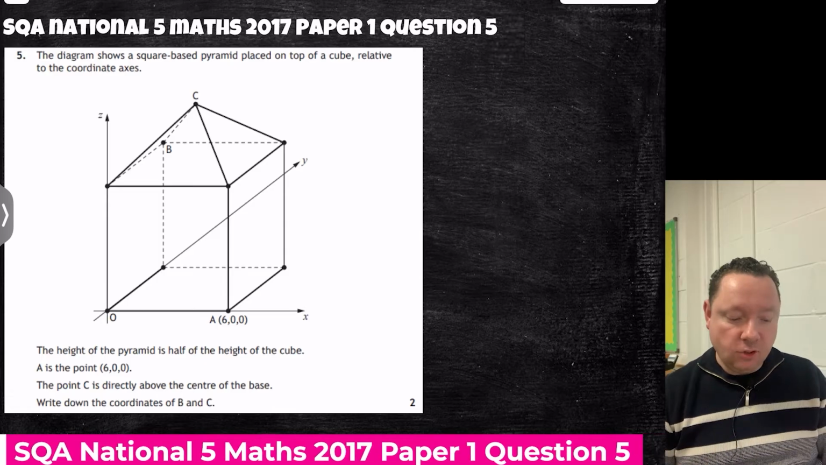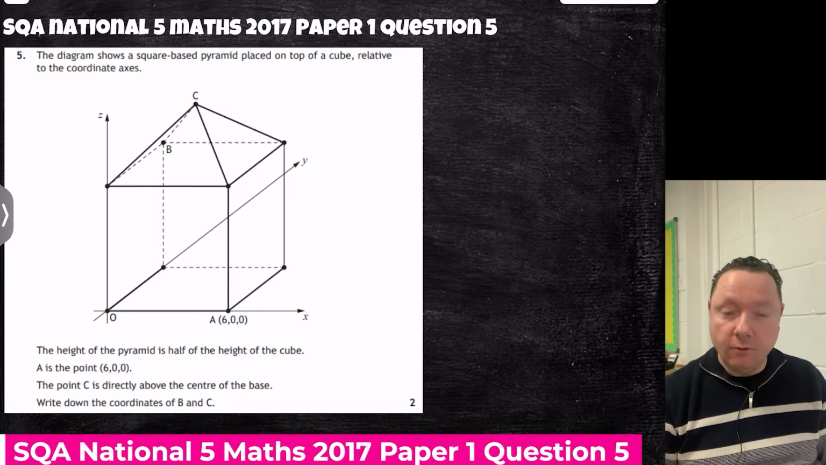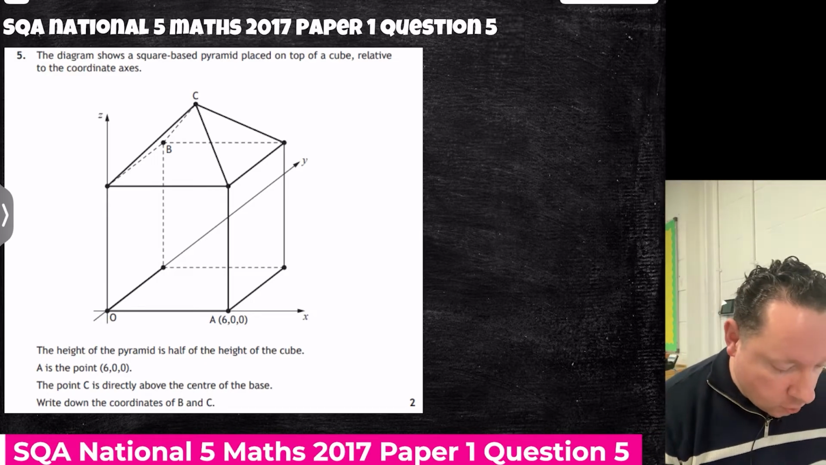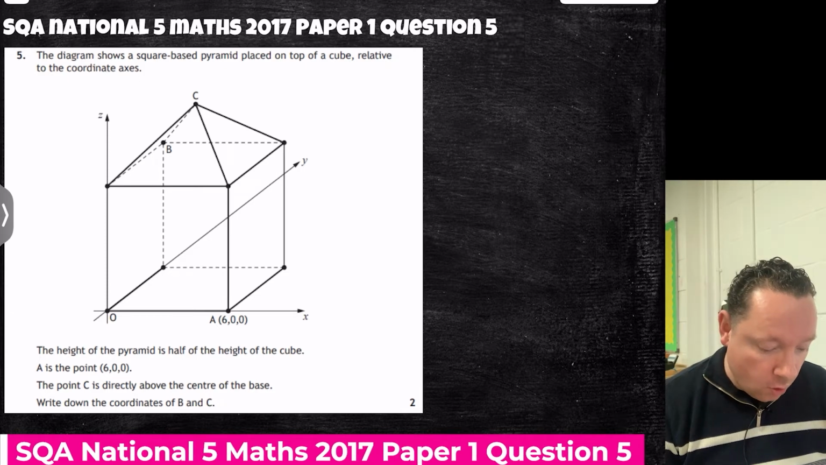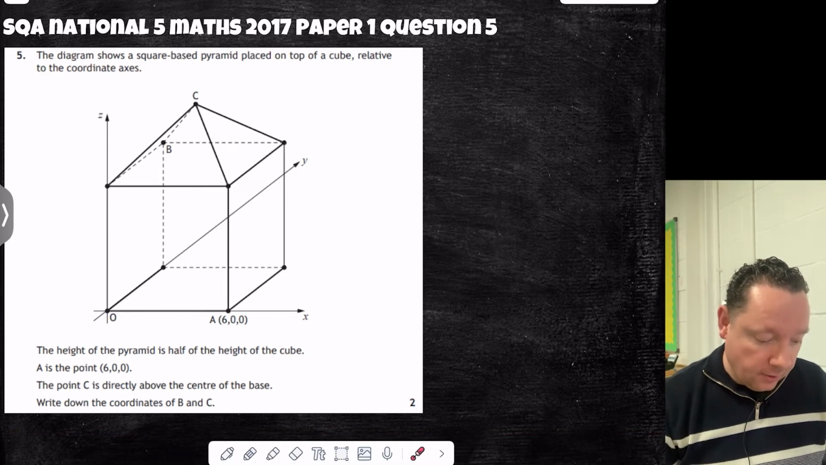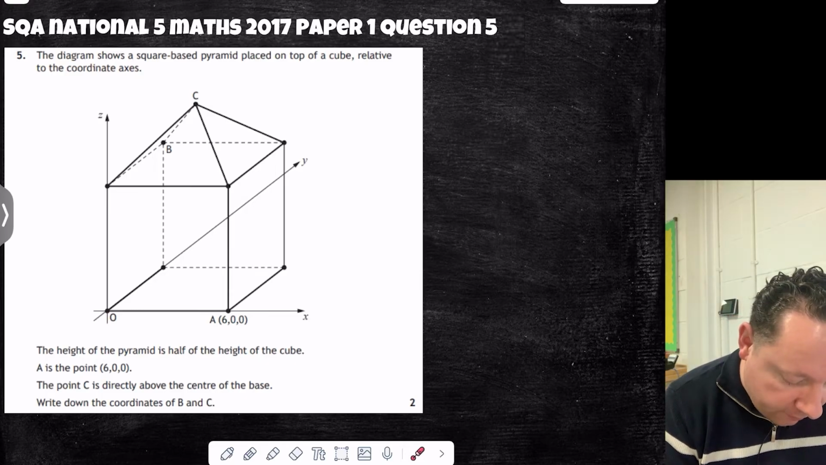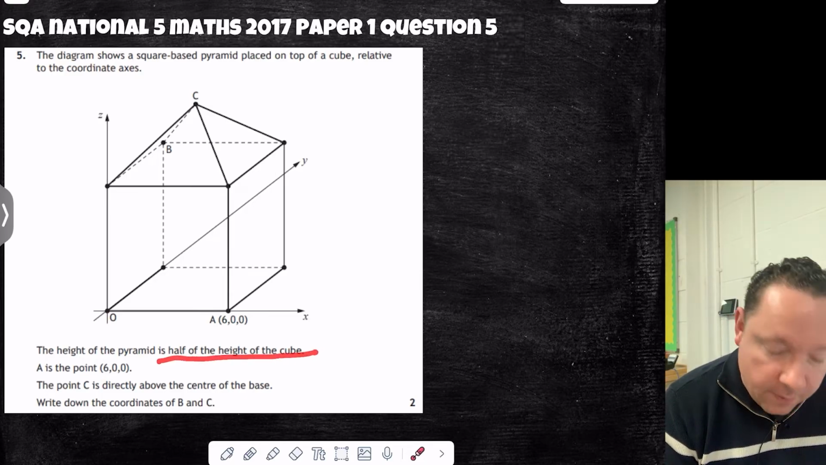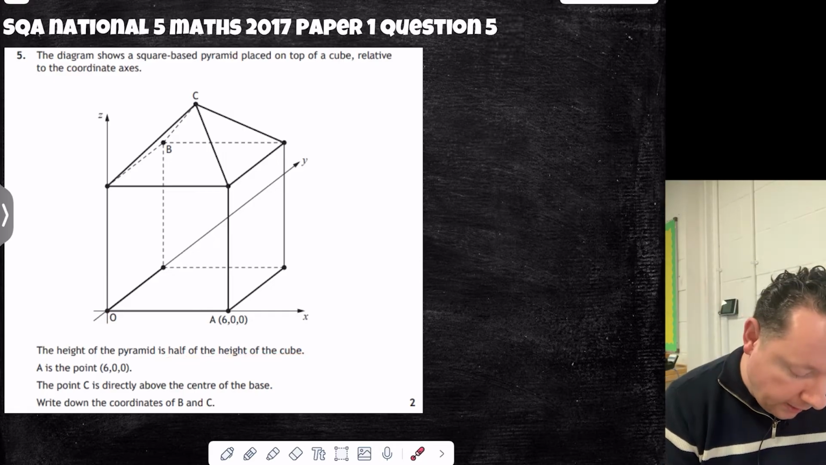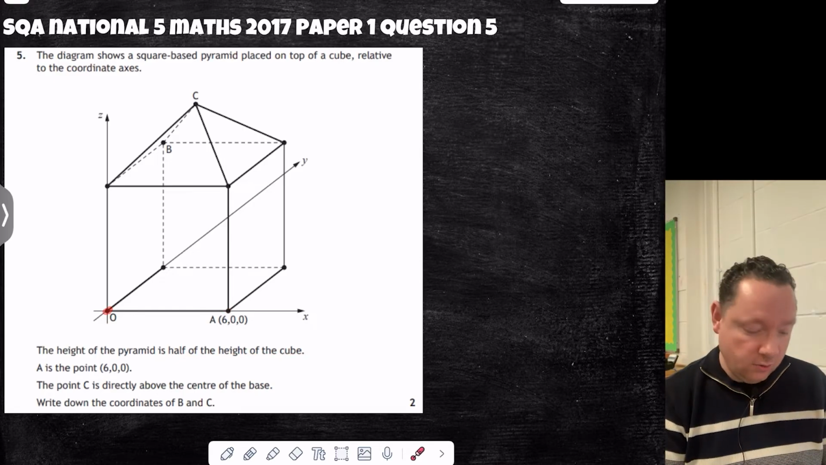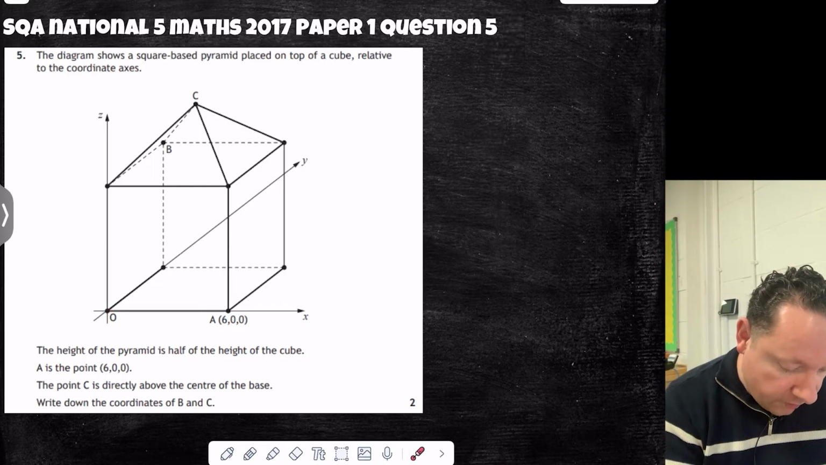Being answer 5 maths, 2017 paper 1 question 5 on 3D coordinates. The diagram shows a square-based pyramid placed on top of a cube, and relative to the coordinate axes x, y, z, the height of the pyramid is half the height of the cube. So bear that in mind when we're doing this. And it says A is the point 600. We know that that's the origin, so that's 0, 0, 0. And C is directly above the centre. We have to find the coordinates of B and C.